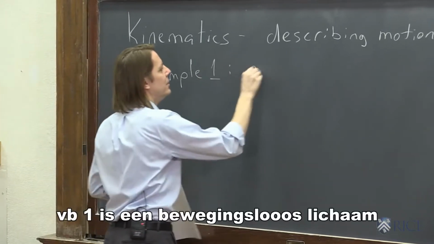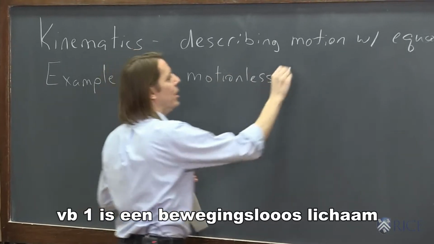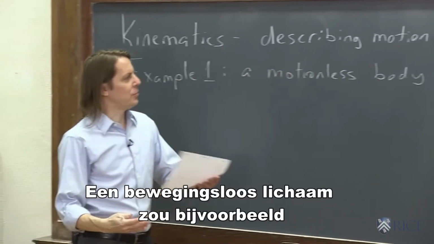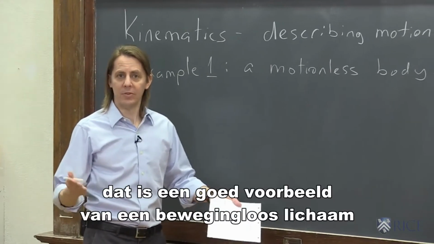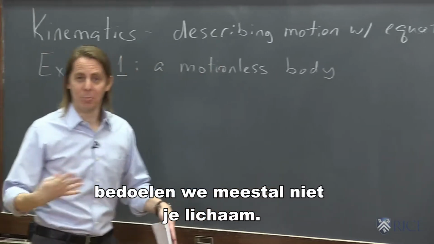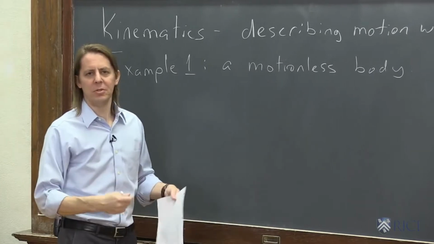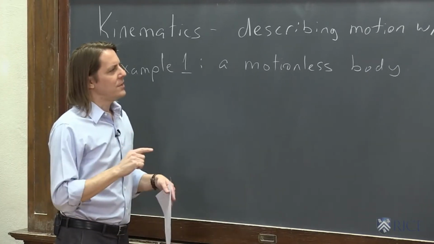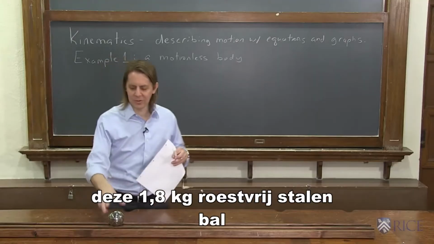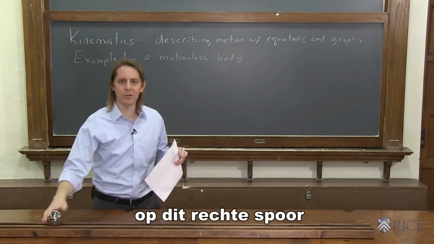And example 1 is a motionless body. This is the simplest example we can do. A motionless body, for example, would be me on a dance floor. However, in physics, when we say body, we don't usually mean your body. We just usually mean any object that has mass, that we can think about its motion. So in this case, our example is going to be this 1.8 kilogram stainless steel sphere that I call Hal. It's going to roll around on this one-dimensional track.